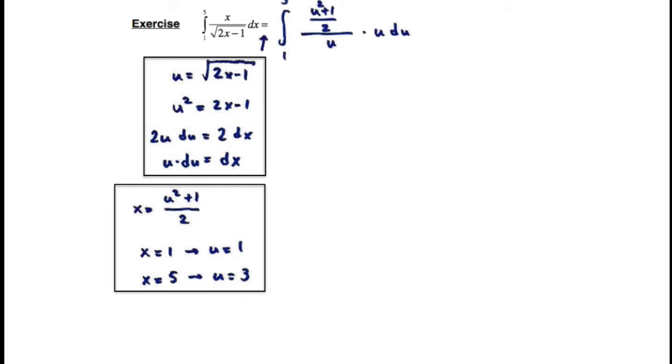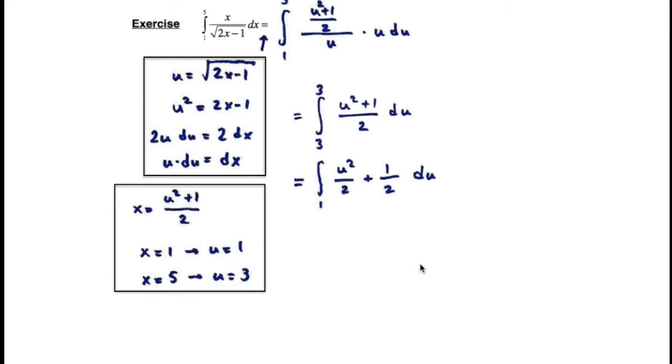So making all these changes, I get this brand new integral. It's the integral from 1 to 3 of u squared plus 1 over 2, over u, times u du. A huge step here. And the u cancel out, and now I have an expression that is much easier. I can break it down into 2 fractions: u squared over 2 plus 1/2.